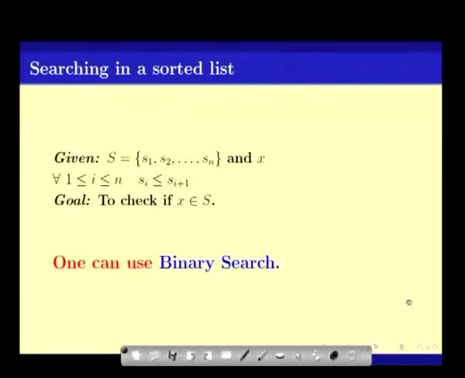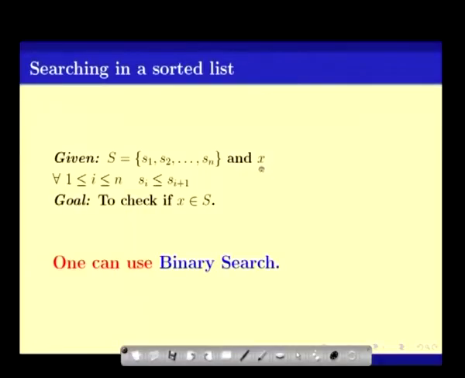Now, this is where binary search comes in handy. Of course, exhaustive search will again do the job, but it will require us to compare x with S_1, then S_2, then S_3, up to S_n, all the n elements. So, exhaustive search will require n comparisons, whereas using binary search we can do slightly better.